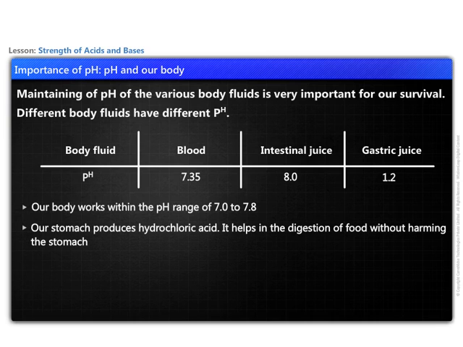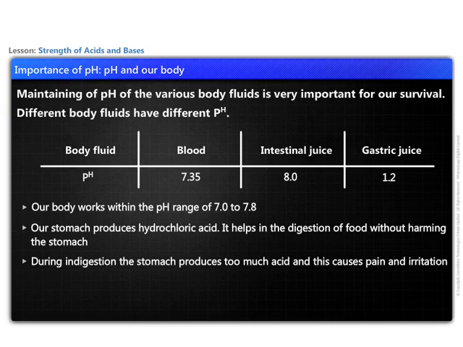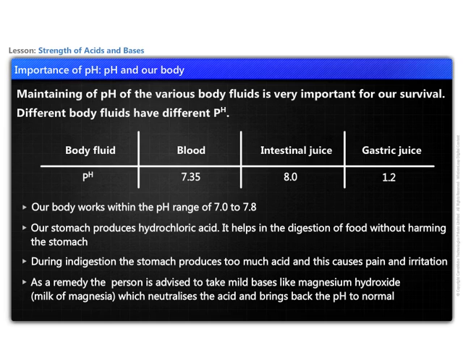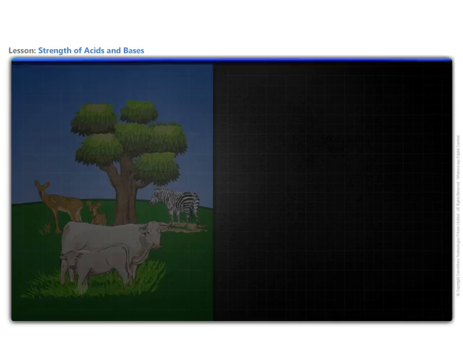Our stomach produces hydrochloric acid. It helps in the digestion of food without harming the stomach. During indigestion, the stomach produces too much acid and this causes pain and irritation. As a remedy, it is advised to take mild bases like magnesium hydroxide, milk of magnesia, which neutralizes the acid and brings the pH back to normal.